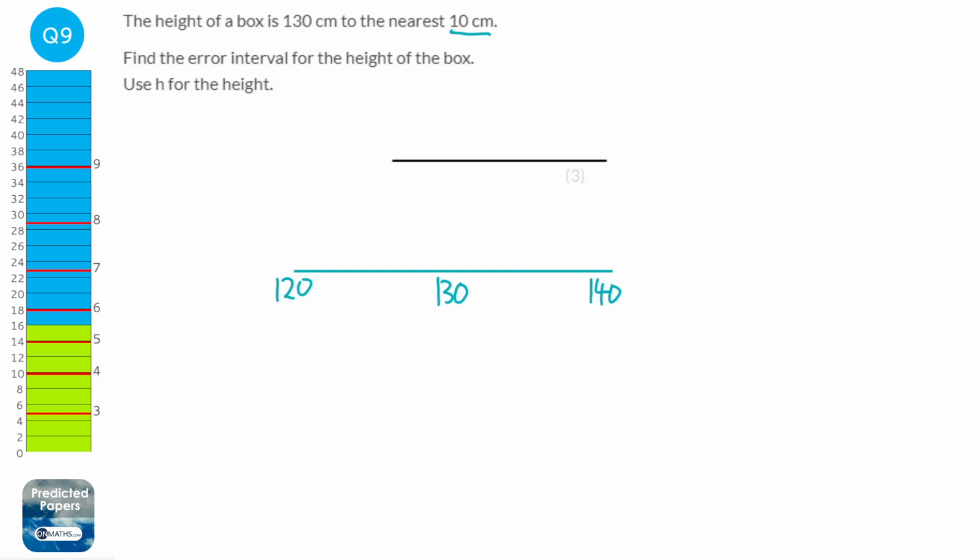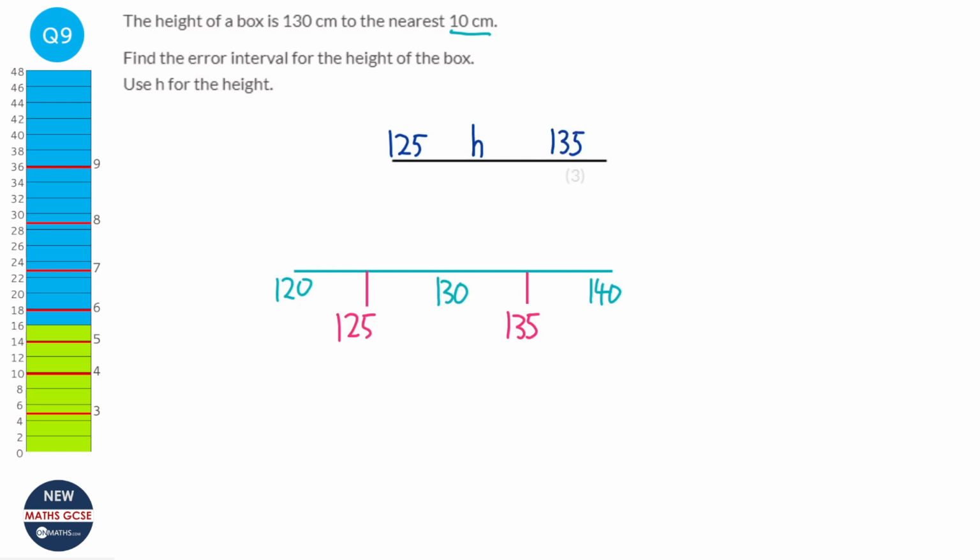To find the lower bound, what I do is I find the halfway point here, and to find the upper bound, the maximum it can be, I find the midway point here. So the midway point here would be 125, halfway between 120 and 130, and the midway point here will be 135, which is halfway between 130 and 140. So those will be our lower and upper bounds, the minimum and maximum it could have been before rounding. We're representing this with an h.